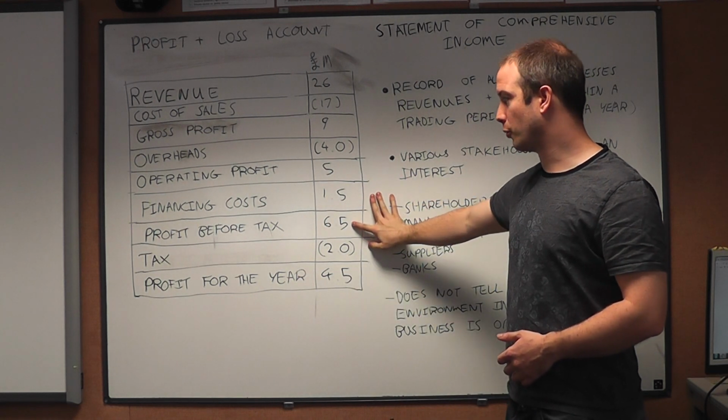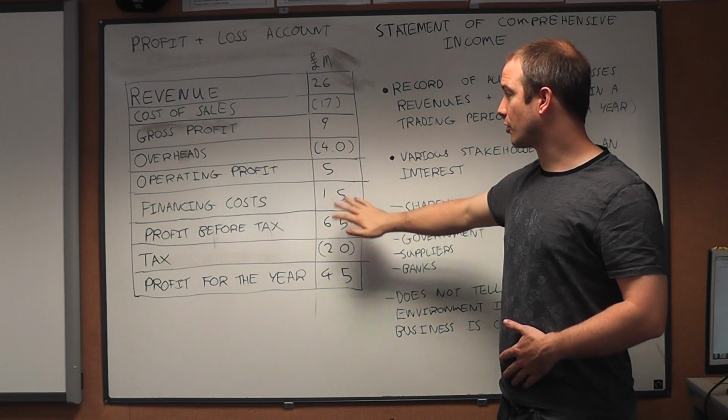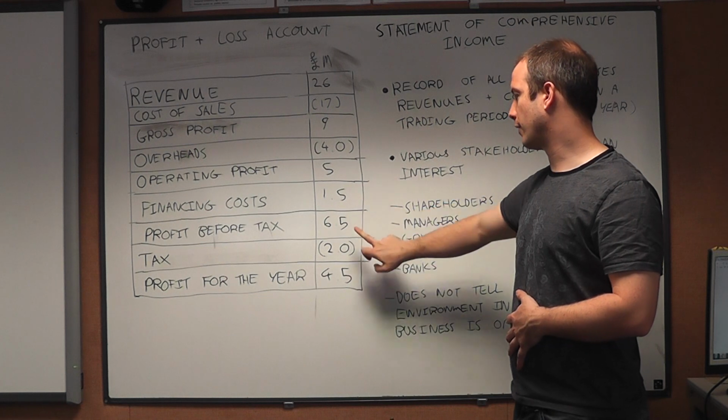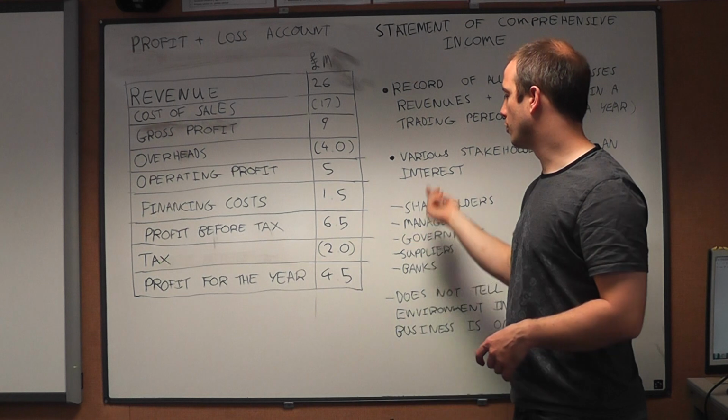And then the profit before tax, our third type of profit, is adding our financing costs onto our operating profit. So in this case, the 5 and the 1.5 give us £6.5 million worth of profit.